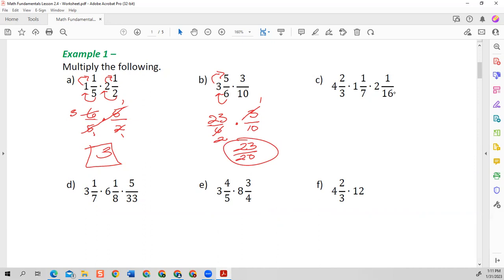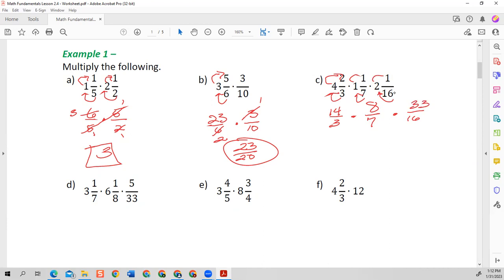Let's do C. All right, so let's start. All 3 of these are mixed numbers. The denominators do not change. So let's just go ahead and write this in a format. 3 times 4 is 12, plus 2 is 14. 7 times 1 is 7, plus 1 is 8. 2 times 16 is 32, plus 1, 33.